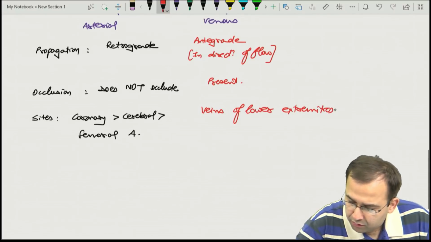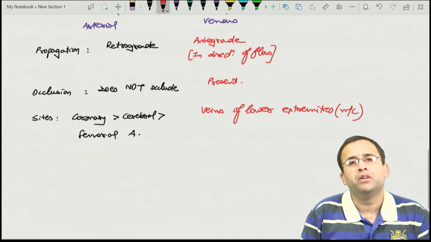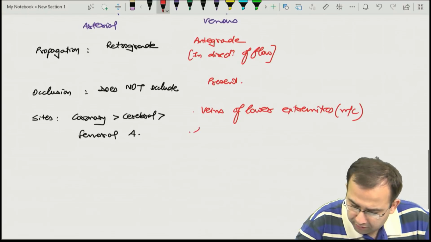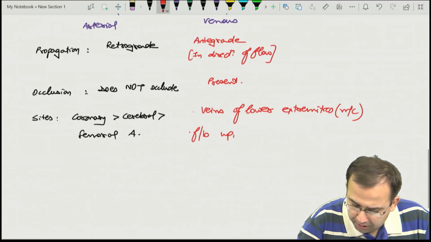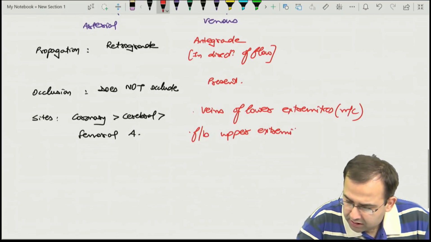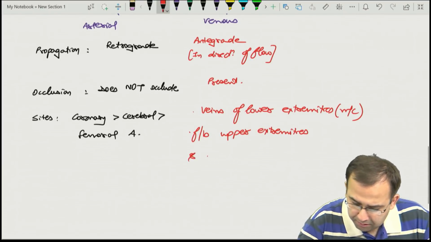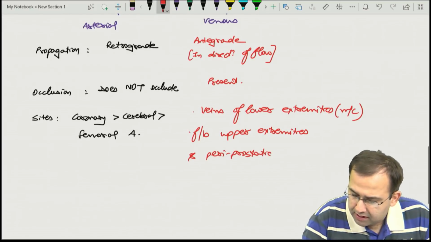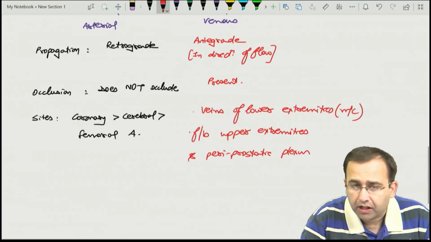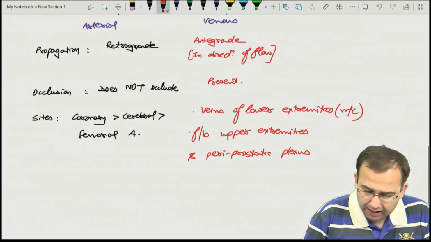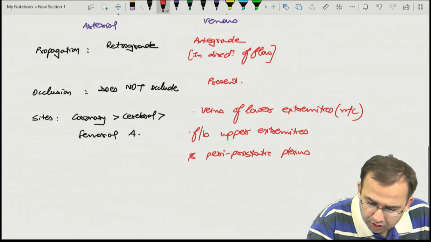This is the most common site of venous thrombus: the veins of the lower extremities, followed by upper extremities and the periprostatic plexus. These are the sites of venous thrombus.